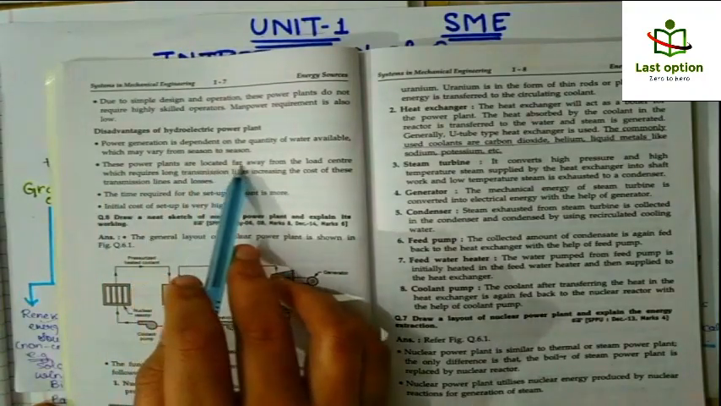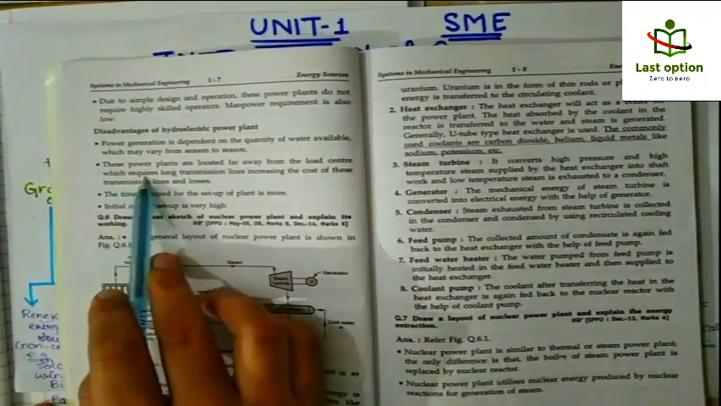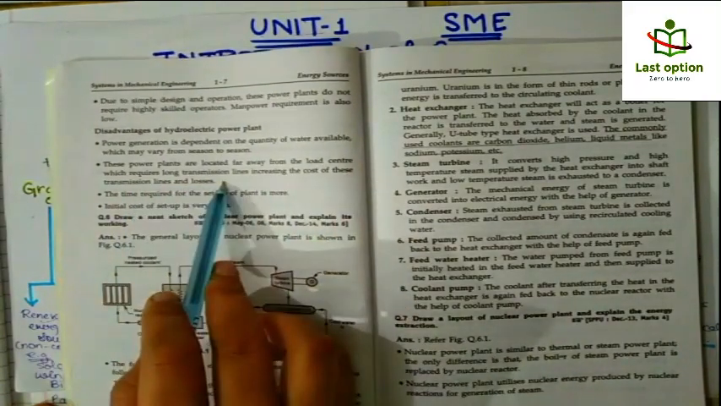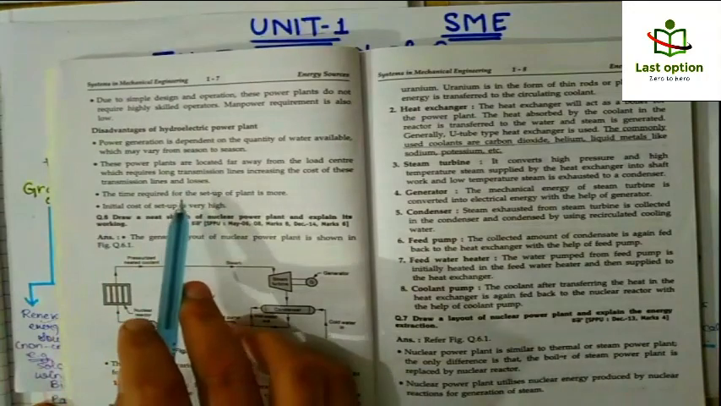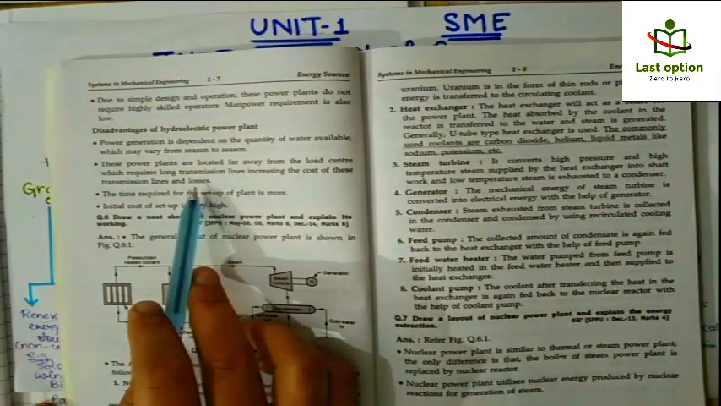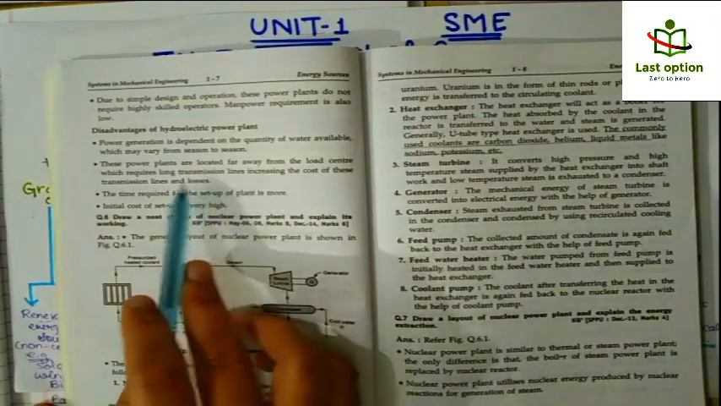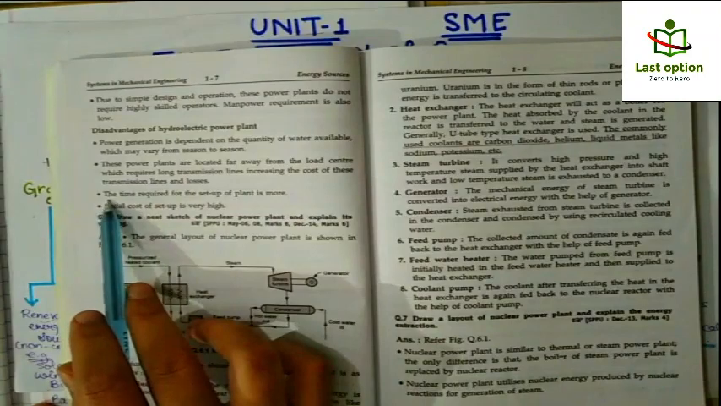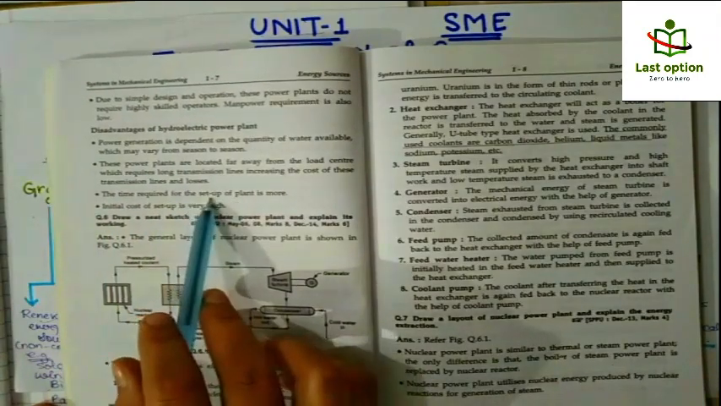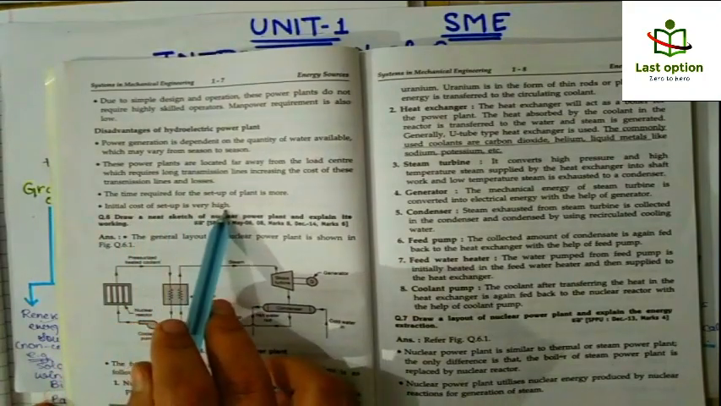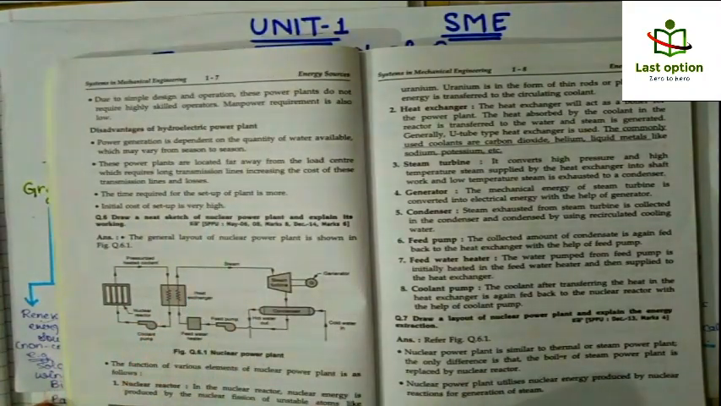These power plants are located far away from the load center, which requires a lot of transmission lines, increasing the cost and the transmission losses. So these are far away from villages, cities and towns, and this increases the cost of the lines which are maintained there. Next, the time required for these power plants is more, and the initial cost of the setup is very high. So this is a hydropower plant.